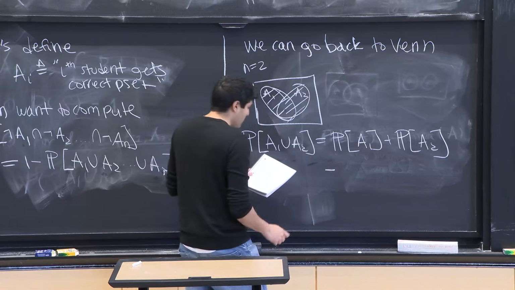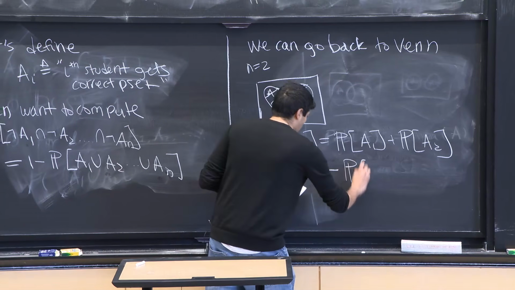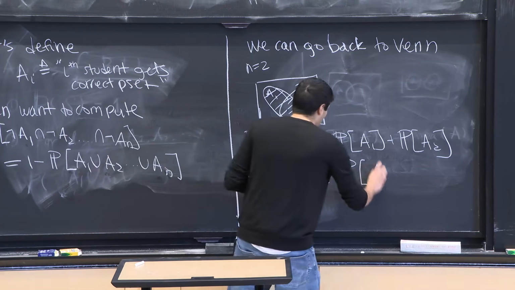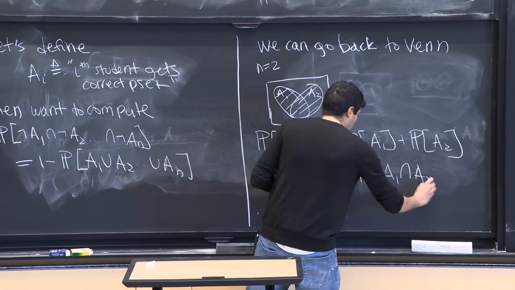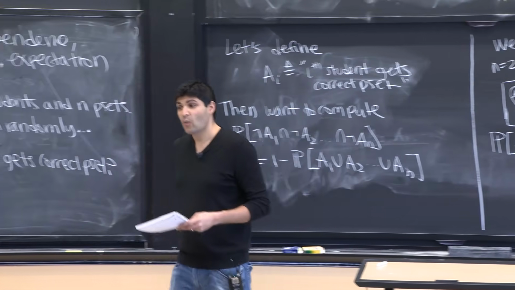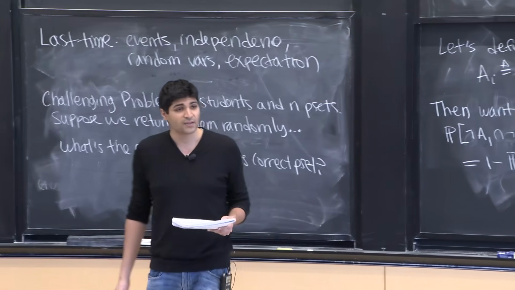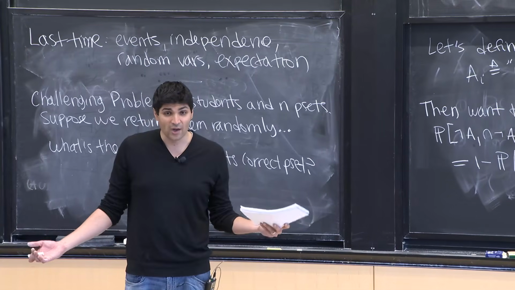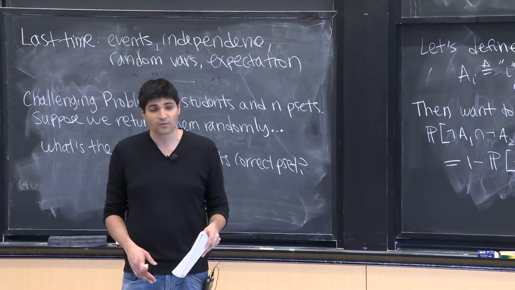So here what I'm going to do is I'm going to do a trick, which is I'm just going to subtract off what I've overcounted. So this is the baby version of what inclusion-exclusion is. I want to get a handle on the union of these events, and I'm going to first overcount, and then I'm going to correct my count, right?